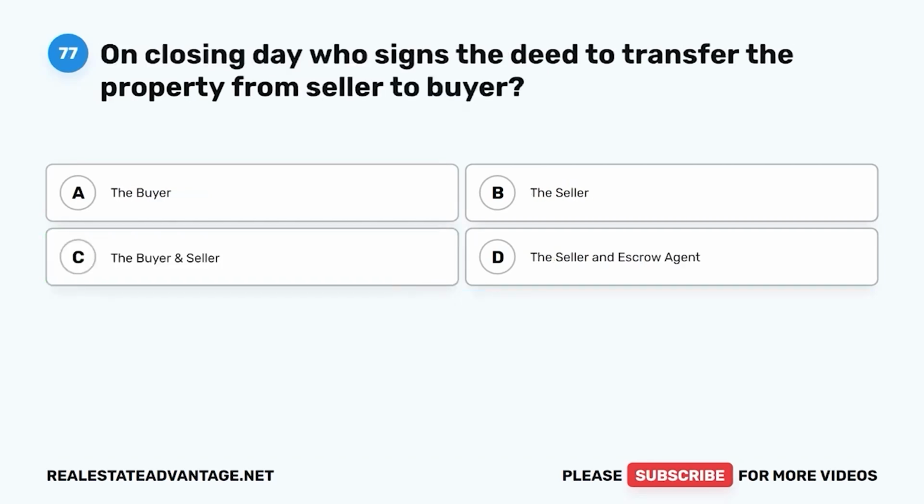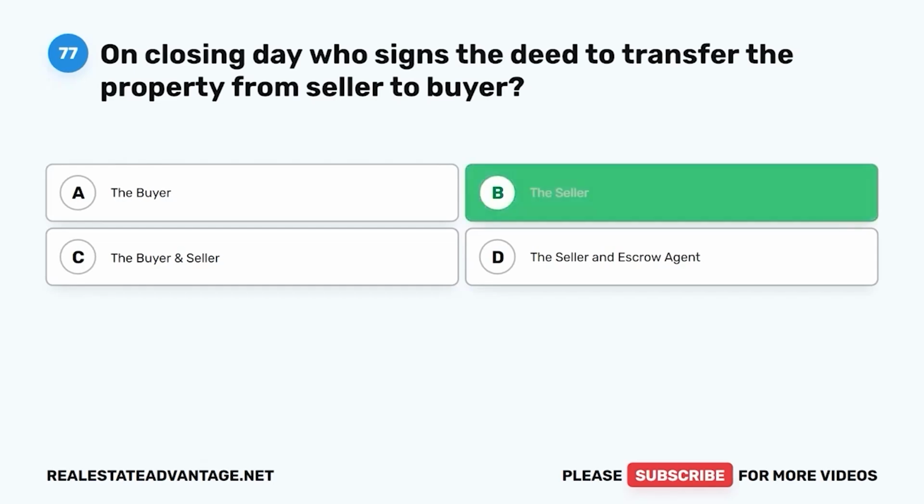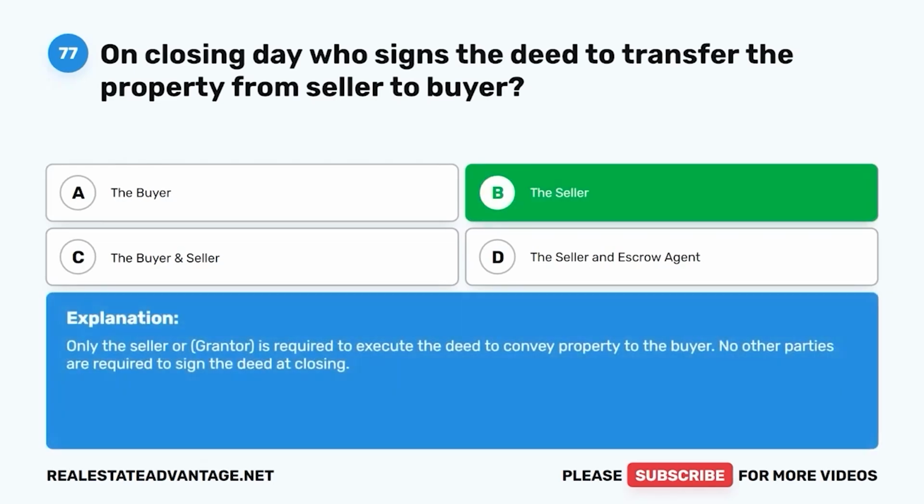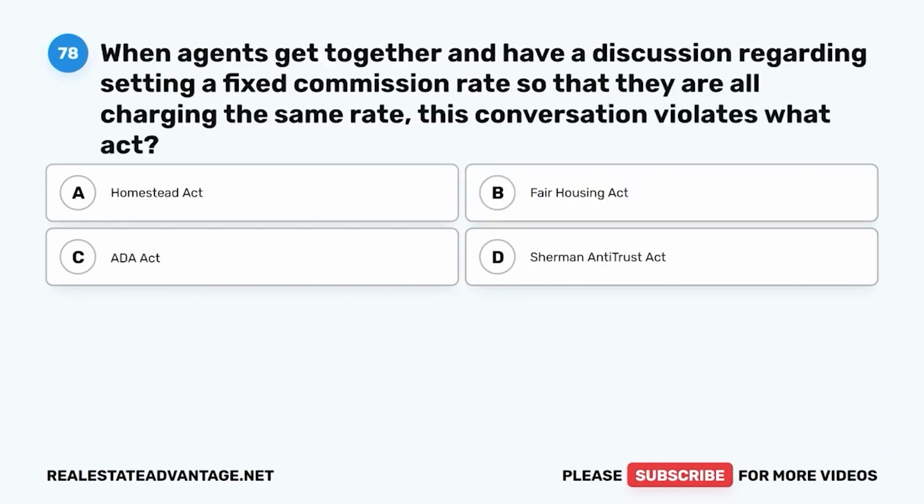Question 77. On closing day, who signs the deed to transfer the property from seller to buyer? A. The buyer. B. The seller. C. The buyer and seller. D. The seller and escrow agent. The correct answer is B. The seller. Only the seller or grantor is required to execute the deed to convey property to the buyer. No other parties are required to sign the deed at closing.